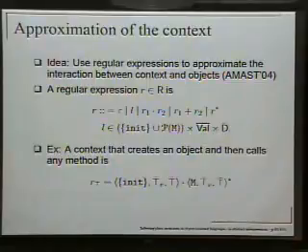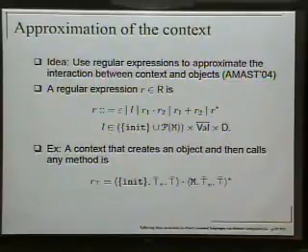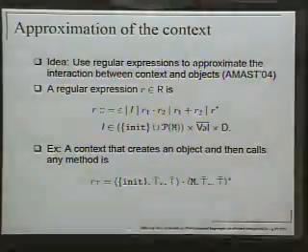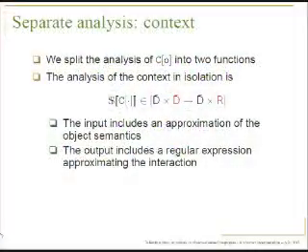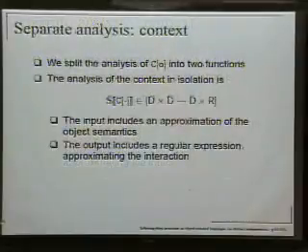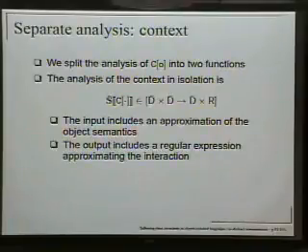So for example, a context that creates an object and then calls any method of the object is done like this. It creates an object, calls the constructor with any value, any context, and then calls any of the methods an unbounded, or a specified, number of times. So it's possible to split semantics. I do not give the details here because I'm really running out of time.